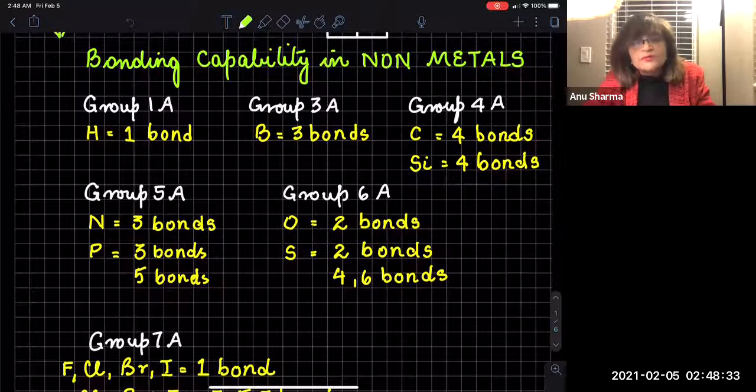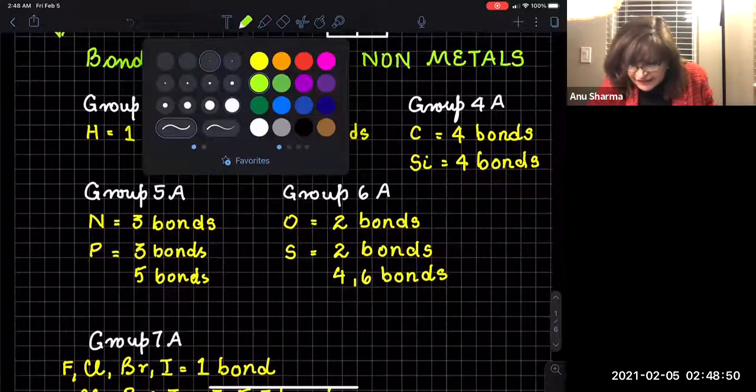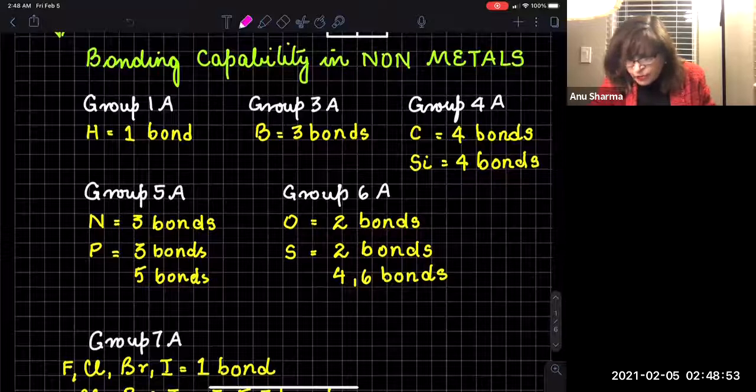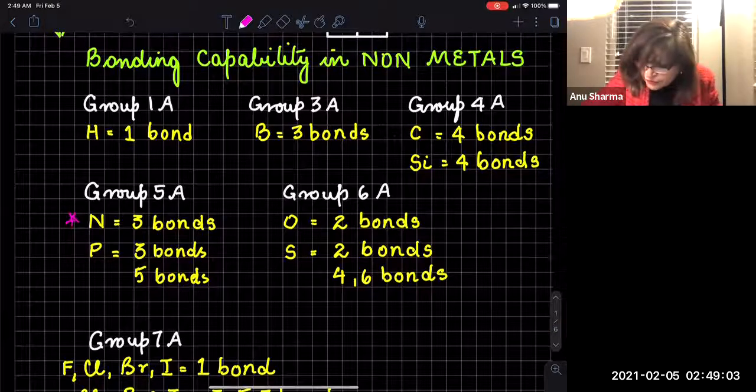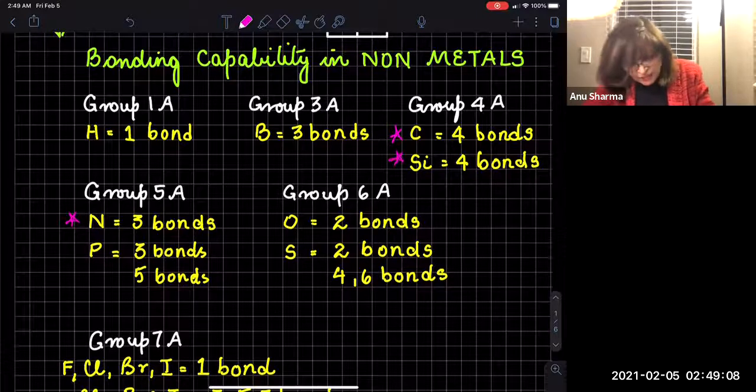Now comes group 5A. Group 5A's trend is a little bit opposite. Nitrogen, yes, contains 5 valence electrons, but it is only going to make 3 bonds. Now, the driving force for why it is going to make 3 bonds, while carbon is making 4 bonds and silicon is making 4 bonds, is the octet rule. So these atoms are going to follow the octet, and that is why they make their bonds in this way.